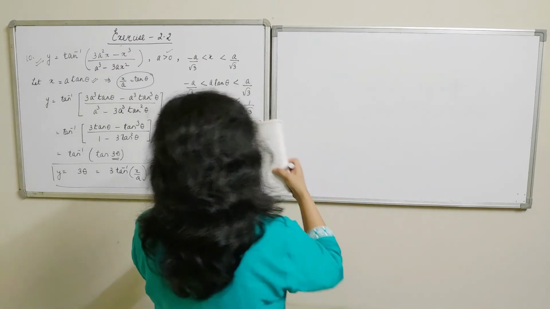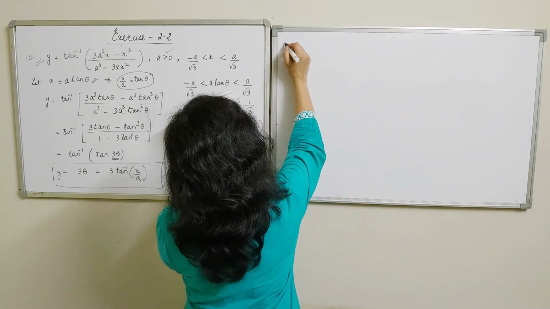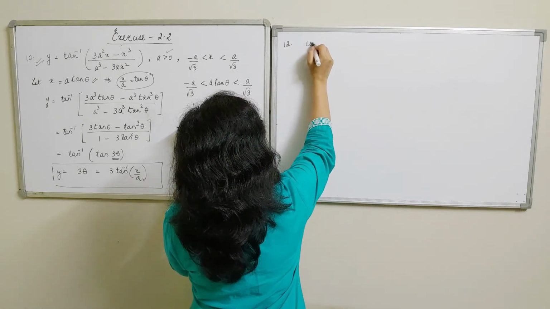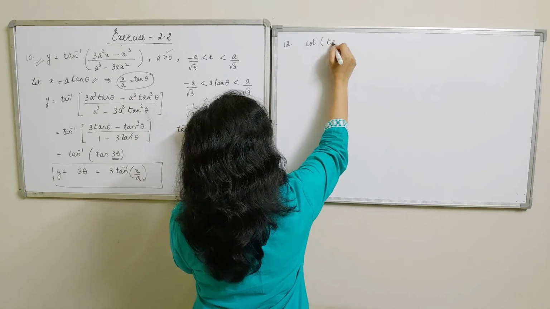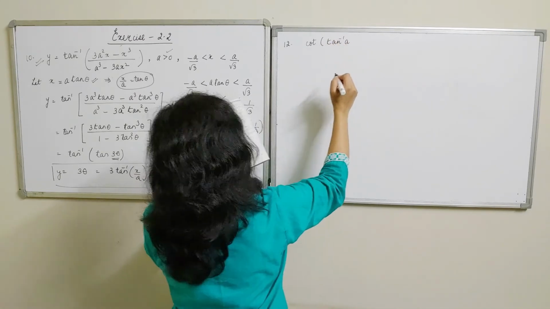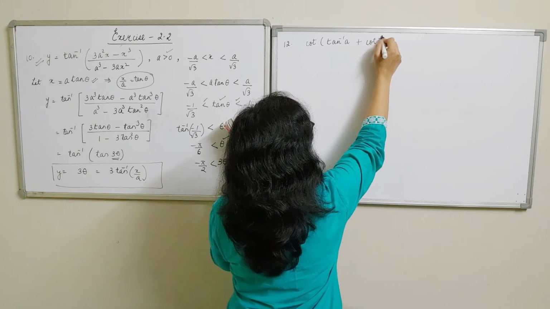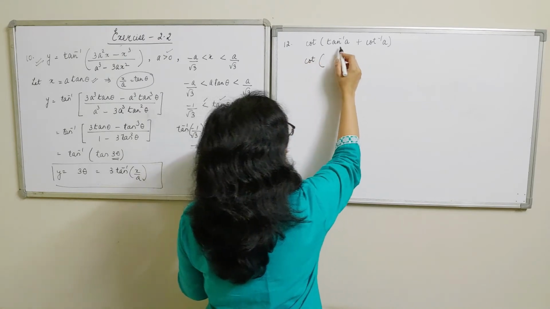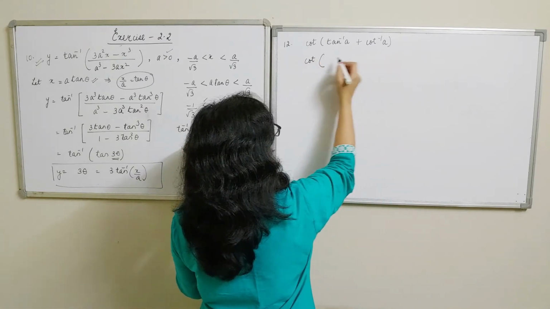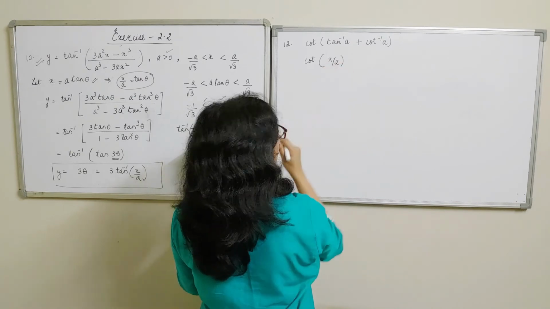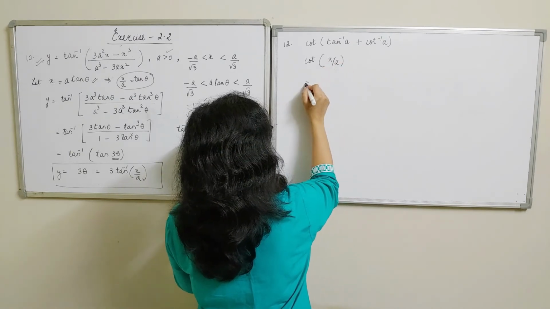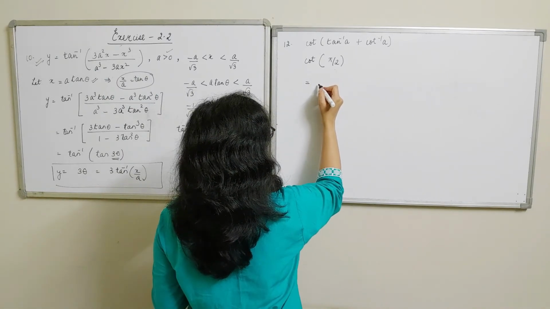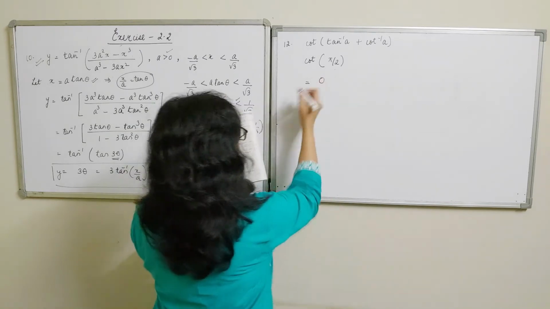So next we are trying question number 12. Find the value of cot of (tan inverse a plus cot inverse a). Now we know here that tan inverse x plus cot inverse x for all real numbers will be equal to pi by 2. So cot of pi by 2 is what we have to find out, and this value is equal to 0. These are all 1 mark questions.